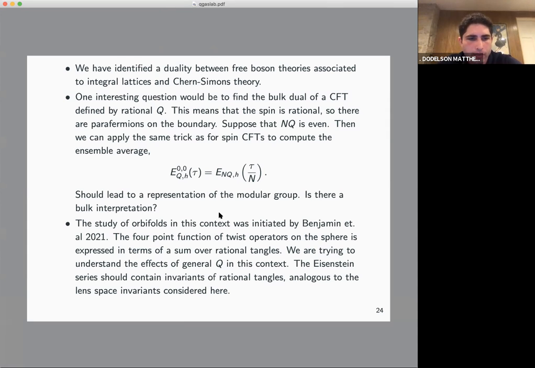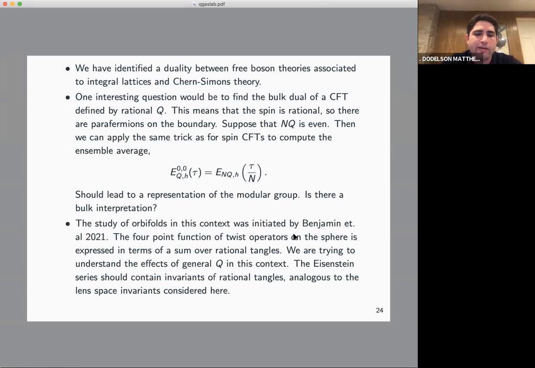Another question is orbifolds. So we have a symmetry A to minus A, and you can try to gauge that symmetry. And in this case, the 4-point function of twist operators on the sphere is expressed in terms of a sum over rational tangles in the bulk. So you have some vortices in the bulk, and they're tangled up, and you have to sum over all the rational configurations. So we're trying to understand the effects of general lattices in this context.